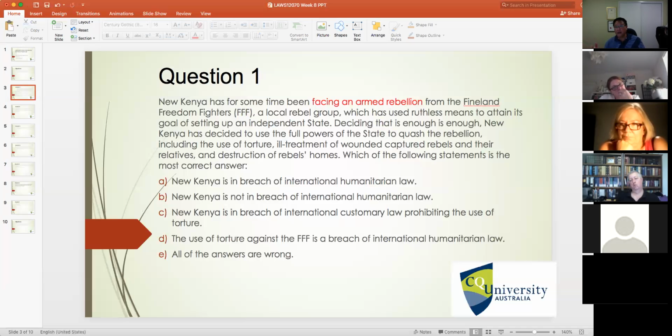And that's the reason why it's important for a state to be bound in relation to the rule against torture. They need to sign the convention, because otherwise there is no customary international law against torture. Okay, questions? So we know what the answer now is in relation to question 1. So we're clear.